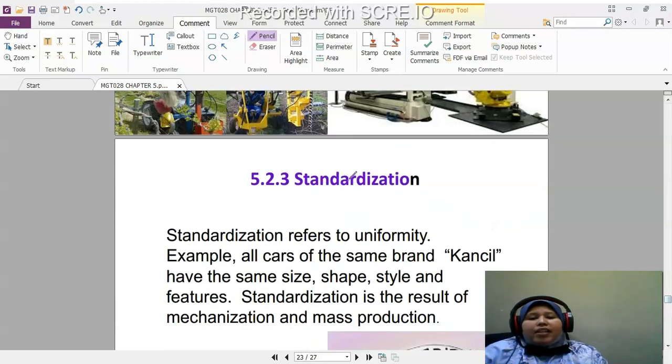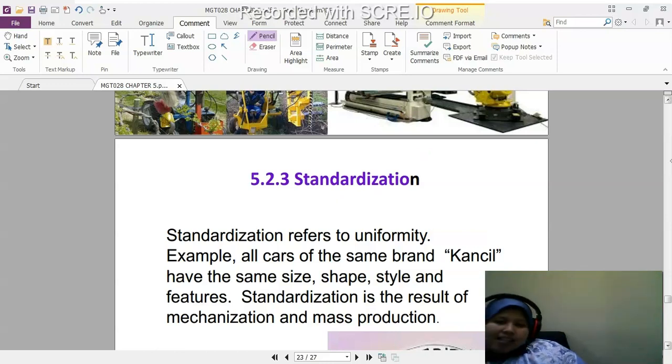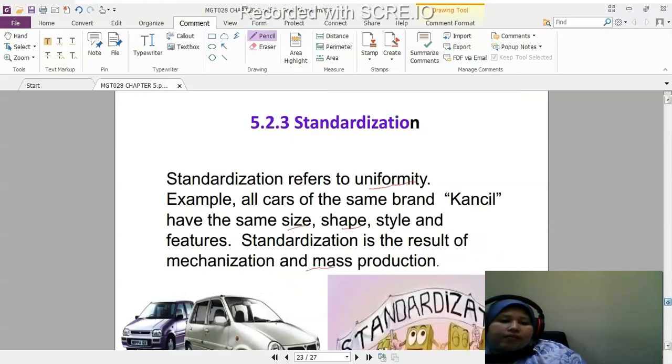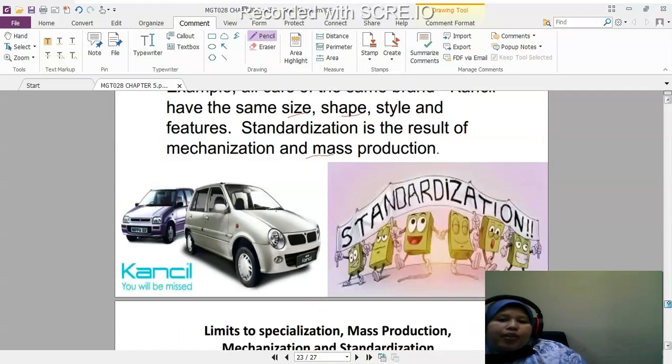Next, after specialization and mass production, the third one is standardization. Standardization means sama saja, uniform. Example, all cars of the same brand and country have the same size, shape, style, and features. Standardization is the result of mechanization and mass production. Itulah contoh dia, kereta tu semua sama, spesifik je. Kalau kita buat mass production, dia mesti standardization, sama.